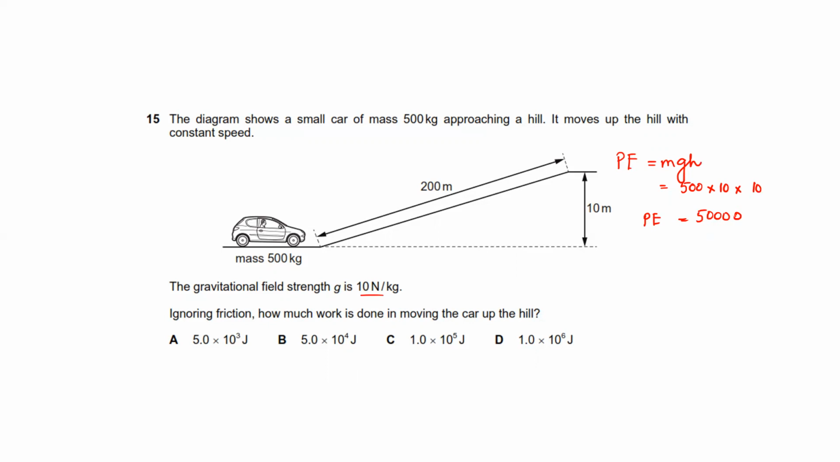So this is the energy in joules. 5 into 10 to the power 4, which can be written as 5 into 10 to the power 4 joules. So answer B will be the right choice we have.